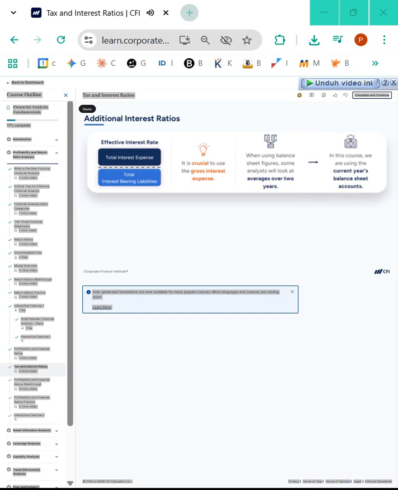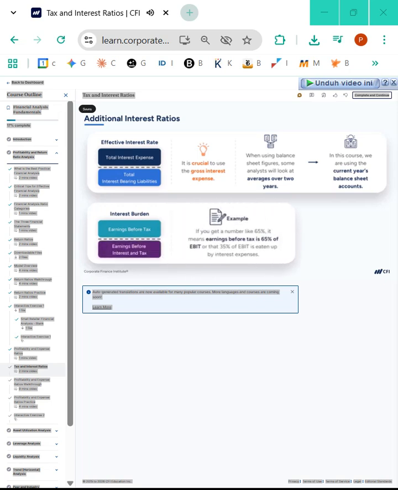The second ratio analysts look at sometimes is the interest burden ratio. Here we take earnings before tax and divide it by earnings before interest and tax. So if you get a number, let's say like 65%, this means earnings before tax is 65% of EBIT, or that 35% of EBIT is eaten up by interest expenses.